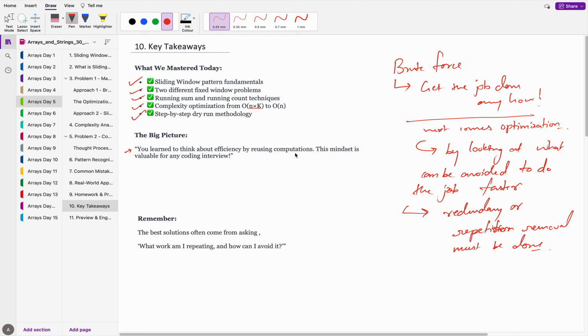Computations को reuse कर रहे थे instead of recomputing, correct? That's how we were able to do things today. So remember, the best solution often comes from asking what work I am repeating and how can I avoid it. Please remember this. This will help you move in the right direction because sometimes people don't know where to look or what to look at. So these questions answer those things. Once you have the solution, try to answer these questions, what to look at and how you can solve it.